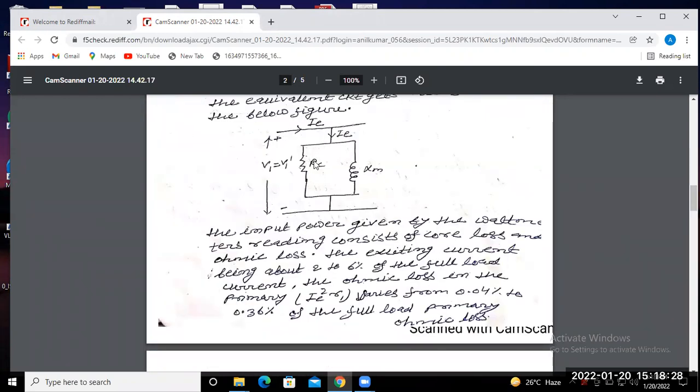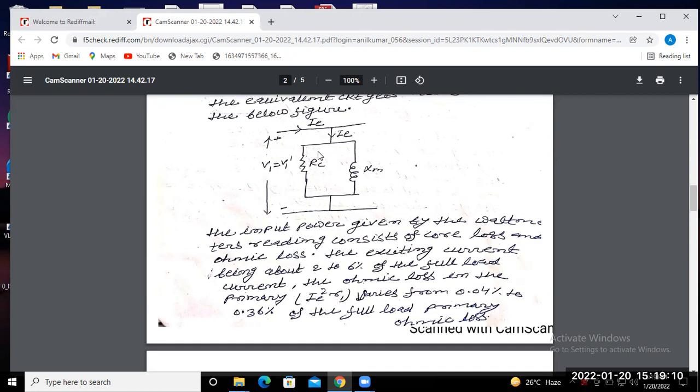RC equal to how much can we write from this figure? Suppose that this voltage is your V1 and the exciting current is flowing through this. So along this side, your current flowing is IC, and along this side is flowing IM. So RC equal to how much can we write? Voltage by current, is not?